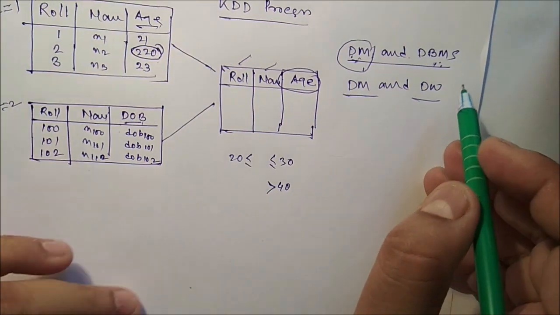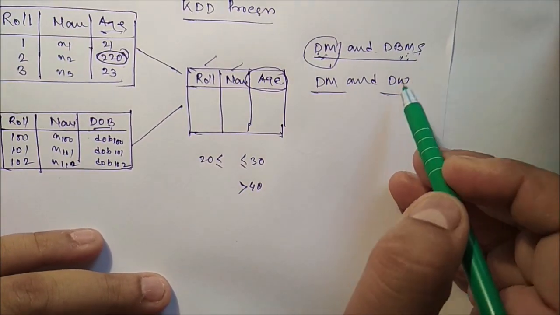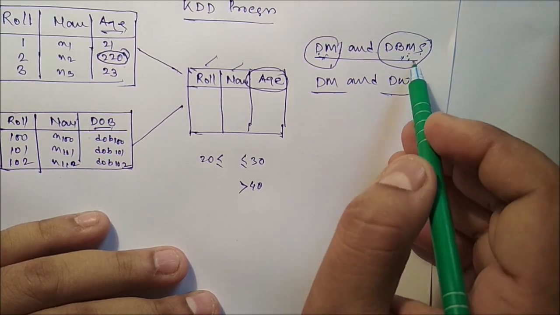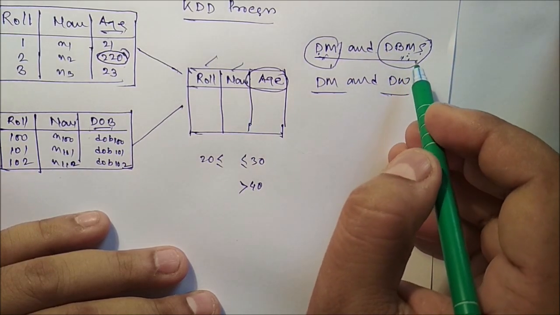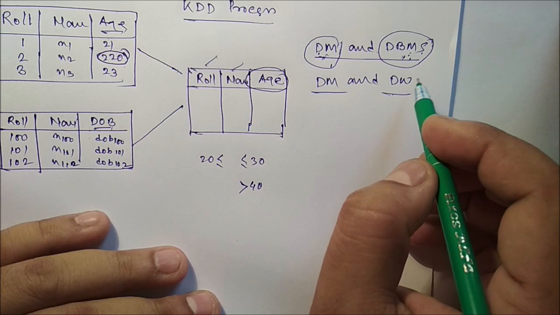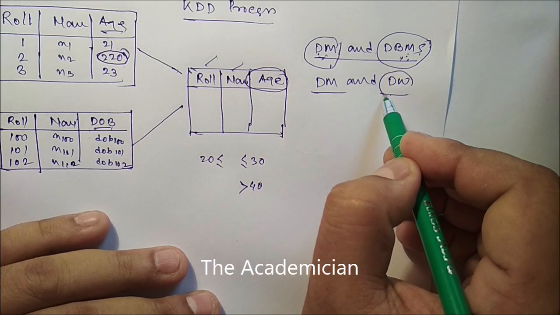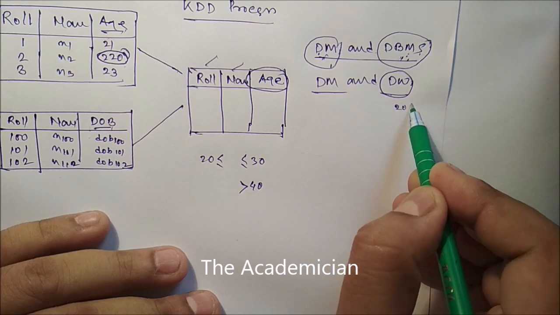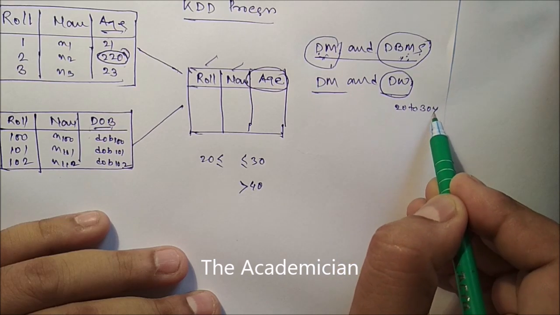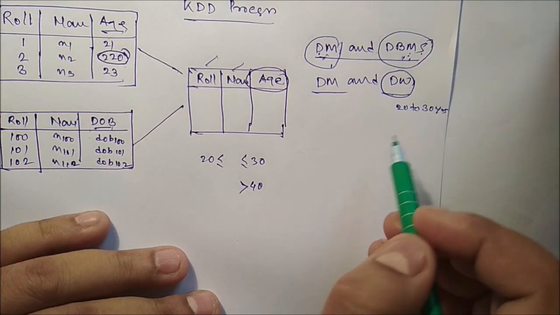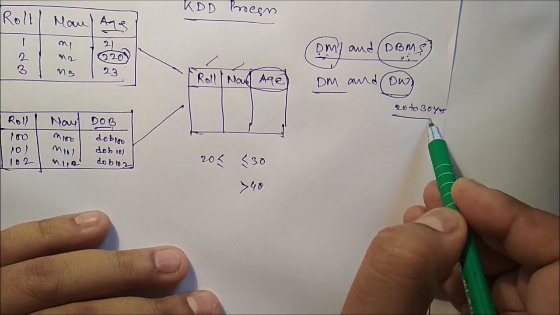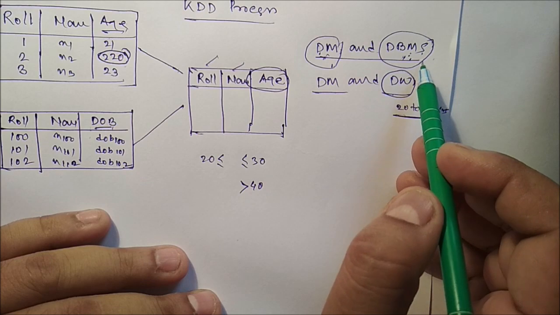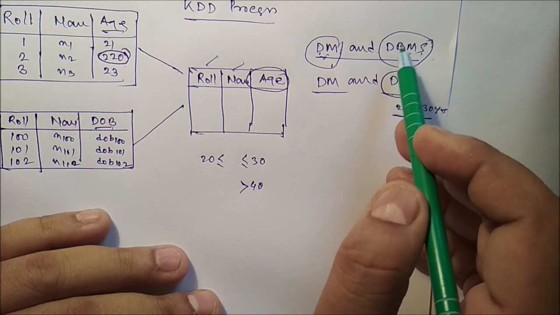Before that, we should know the difference between DBMS and data warehouse. A DBMS, also called an operational database, stores the present data, say data within 5 years. And what is the data warehouse? Here we store historical data, say 20 to 30 years of data. So in a data warehouse we store old, historical data, but in a DBMS we store the present data.